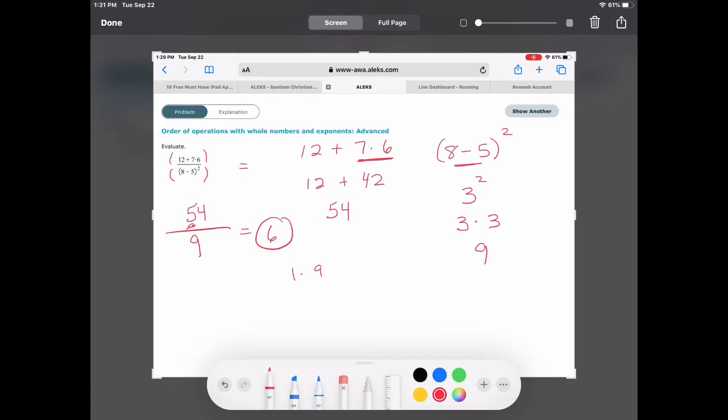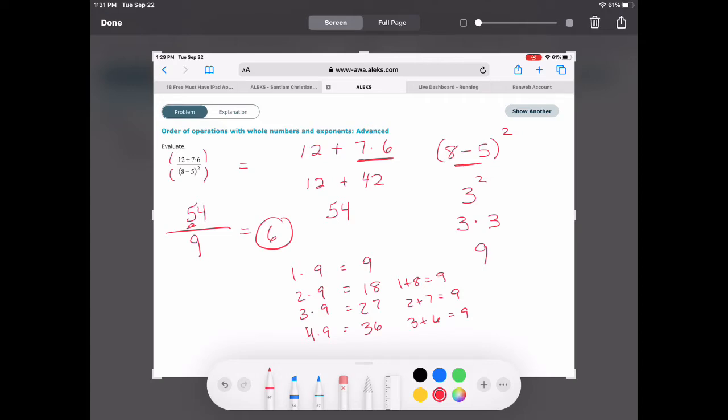1 times 9 is 9, and 2 times 9 is 18. Notice that 1 plus 8 is 9. It's kind of cool. 3 times 9 is 27. 2 plus 7 is 9. 4 times 9 is 36. 3 plus 6 is 9. There's a couple patterns going here. Just take a minute and write that out and think about it.